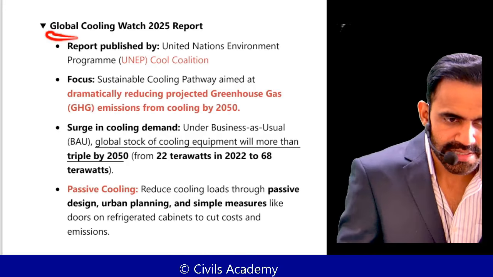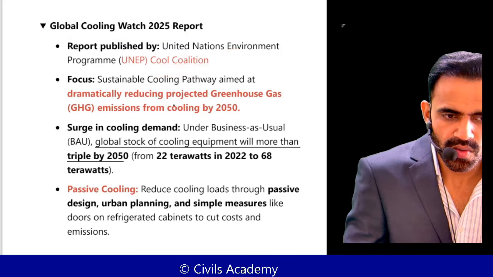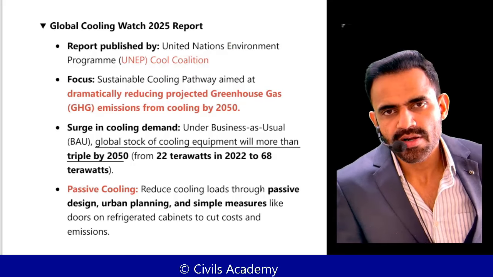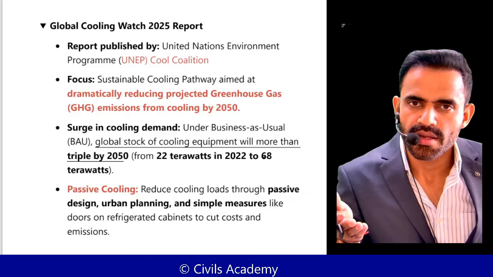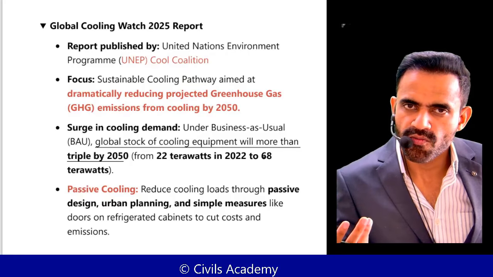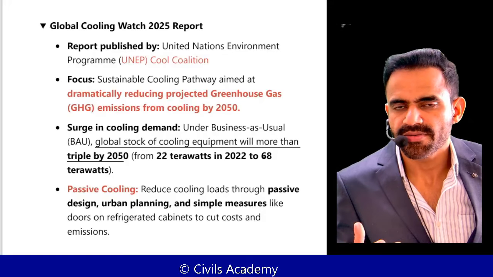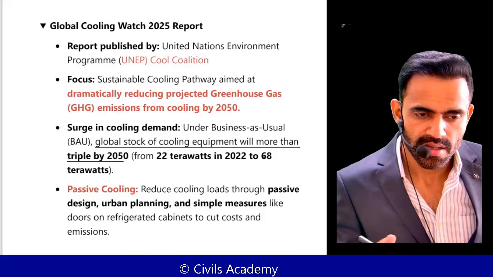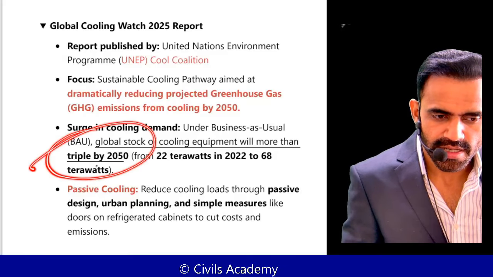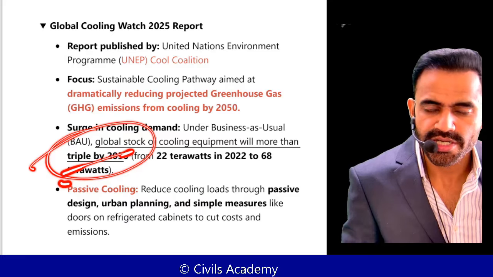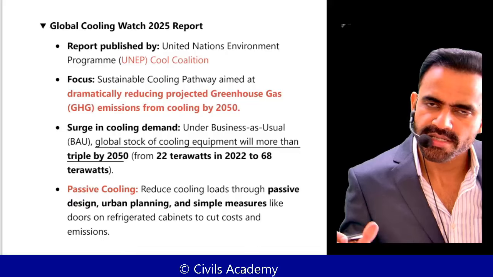Next is the Global Cooling Watch Report. Again, it is released by the UNEP Cool Coalition. In a very simple sense, our cooling demands are increasing. Why are they increasing? Because of climate change. What is happening? The earth is becoming warmer, and therefore we need more and more cooling. For example, in a very simplified sense, we need more and more AC. So it emphasizes that the cooling demand is going to increase by 3 times by 2050. Again, no need to mug up, just understand this is quite logical.